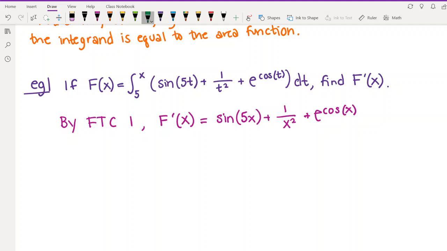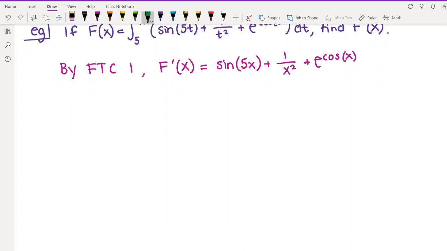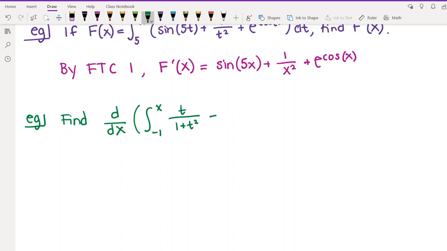So let's do one more example along these lines, and then we'll look at a slightly more complicated variant. This is another way that you might be asked an FTC question. Again, it's not going to be a very challenging question, just a different way of writing it. Let's say we are asked to find the derivative of the integral from -1 to x of t over 1 plus t squared minus e to the t squared dt.